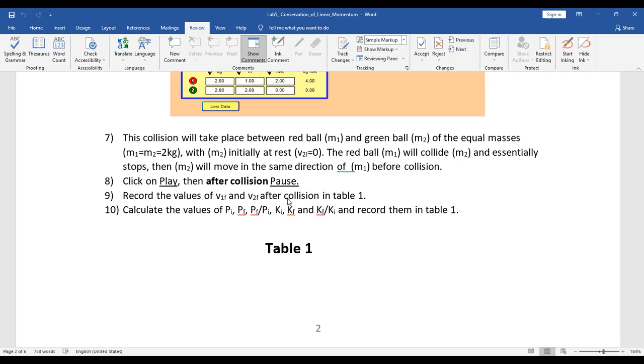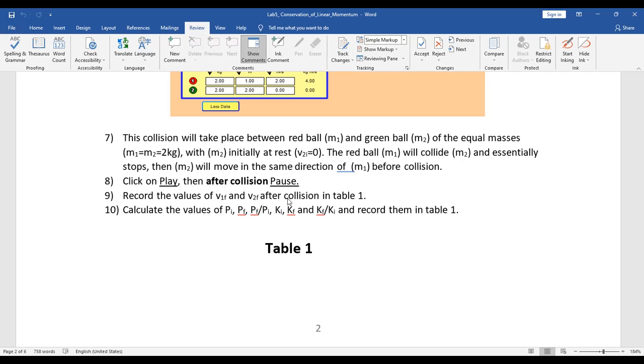Then what about energy, kinetic energy? 1/2 times 2 times 2.5 squared can be 6.25. Kf is also 1/2 times 2 times 2.5 squared, which is also 6.25. The ratio is 1. You can see here, check it. It means Kf and Ki are the same, meaning the initial total kinetic energy and final total kinetic energy are conserved.